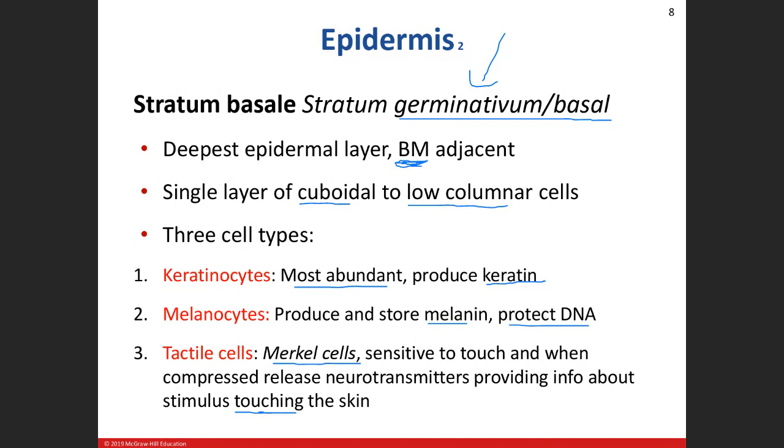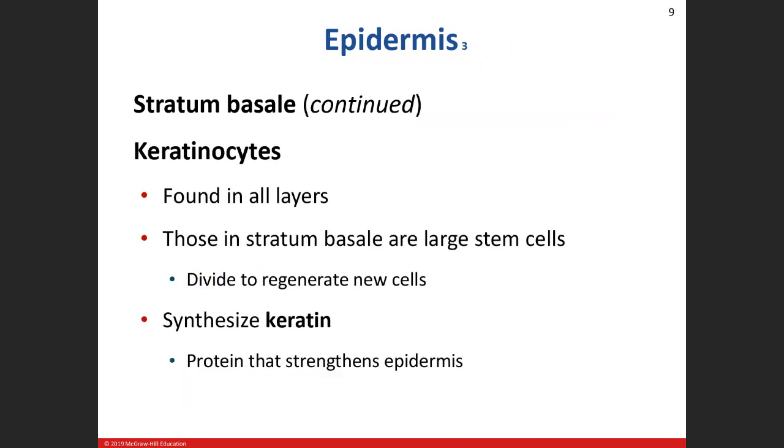Pretty cool. So those are the 3 cell layer types: keratinocytes, the melanocytes, and then the tactile cells. We're going to talk about each one briefly here, like we did in lab. The first one is going to be the keratinocytes.